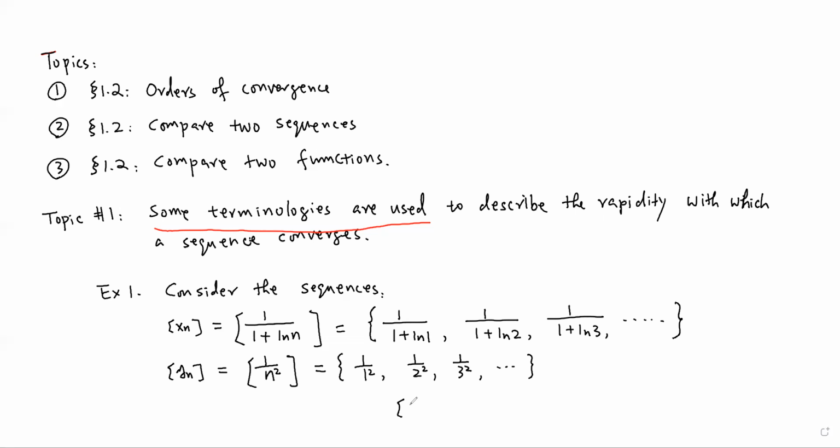The third sequence is Cn. It is 1 over e to n, the general term. First number is 1 over e, 1 over e squared, 1 over e to the third. It is easy to see that all these 3 sequences converge to 0.